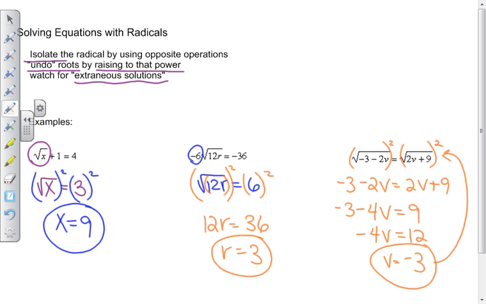Now, do a quick check. If I put negative 3 into this one, negative 2 times negative 3 is positive 6. Positive 6 and negative 3, that will be a positive value, so I'm okay. Here, in this one, I have 2 times negative 3, which is negative 6, plus 9. That will still be a positive value, and so I'm okay there also.